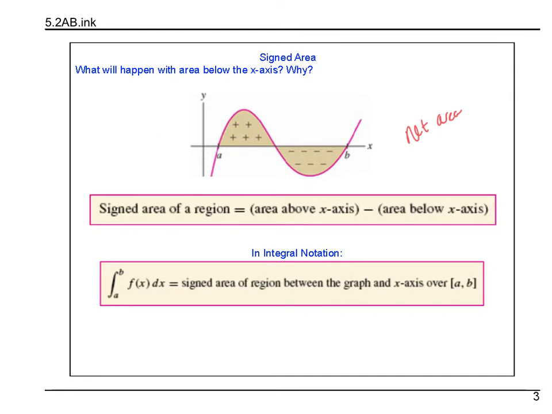The integration from a to b is the signed area of the region between the graph of f and the x-axis. So all integrals is always the area for now between the x-axis and the curve. Okay? We can integrate with respect to y, and then it would be the space between the function or the equation and the y-axis.